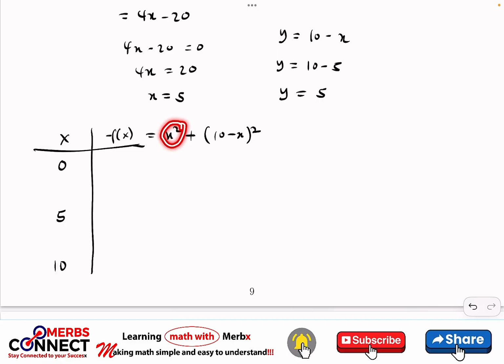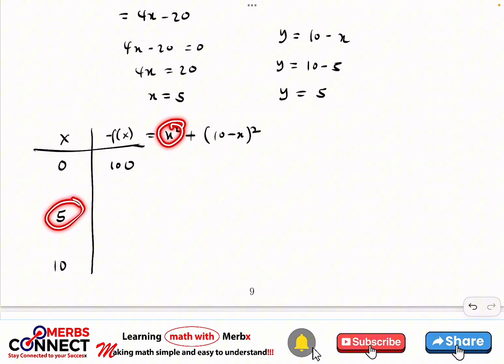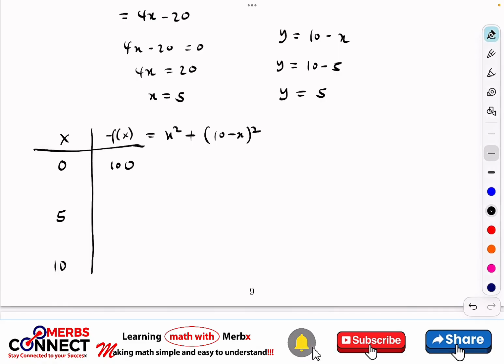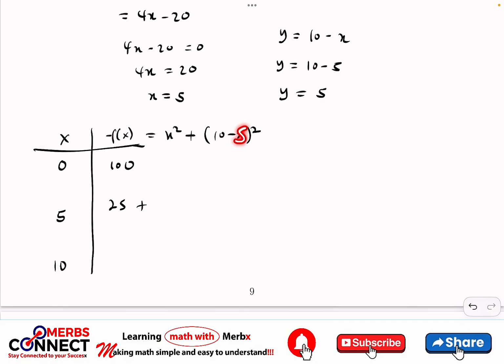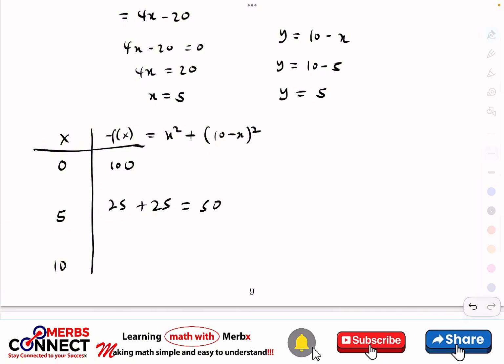When I plug in 0 here, this will be 0. So 10 squared is going to give us 100. Plug in 5. When I plug in 5 here, this will be 25 squared, which is going to be 25 plus, when I plug in 5 here, this is going to be 5 squared again, 25, and this is going to be 50. Plug in 10.